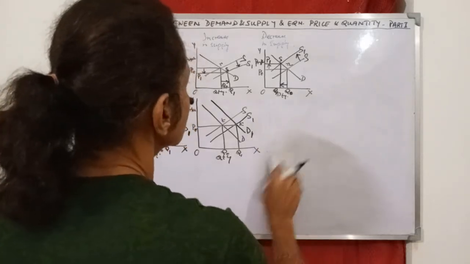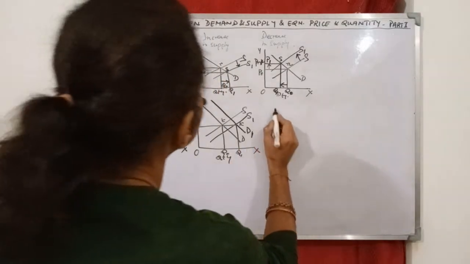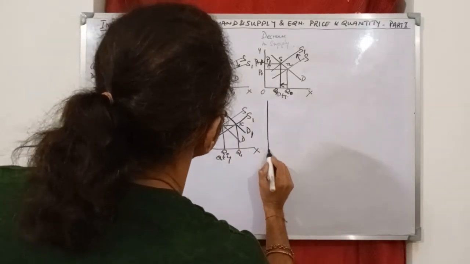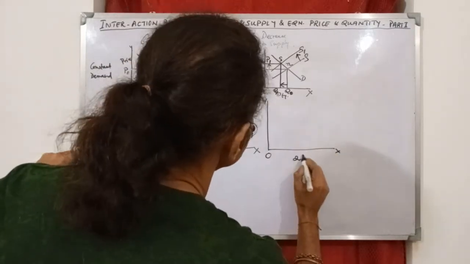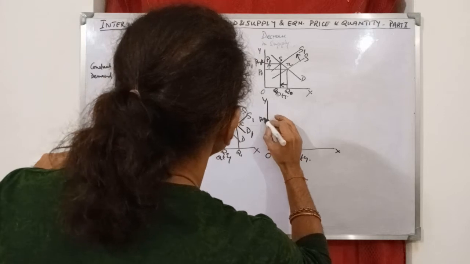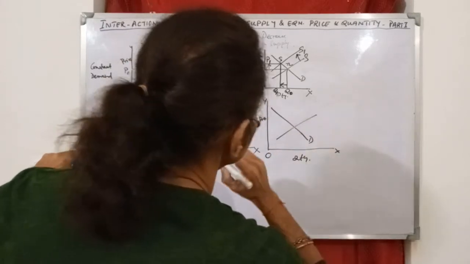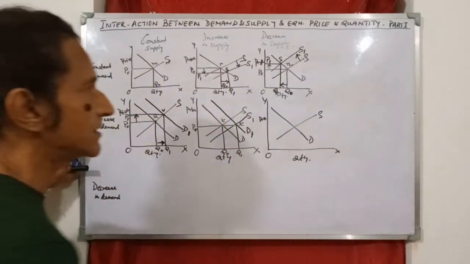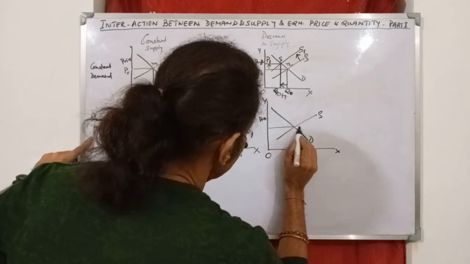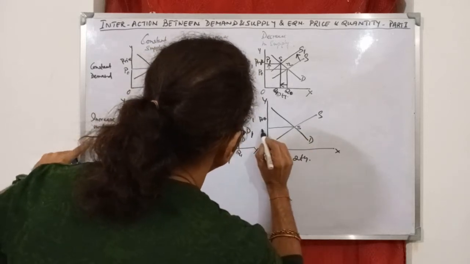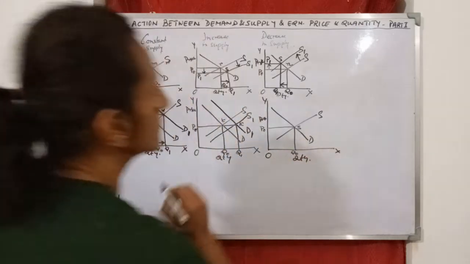Now come to increase in demand and decrease in supply. On x-axis quantity, on y-axis price. Again start from the equilibrium position, that is D is the original demand curve, S is the original supply curve, and they intersect say at point S. So equilibrium price is P sub O, equilibrium quantity is Q sub O.